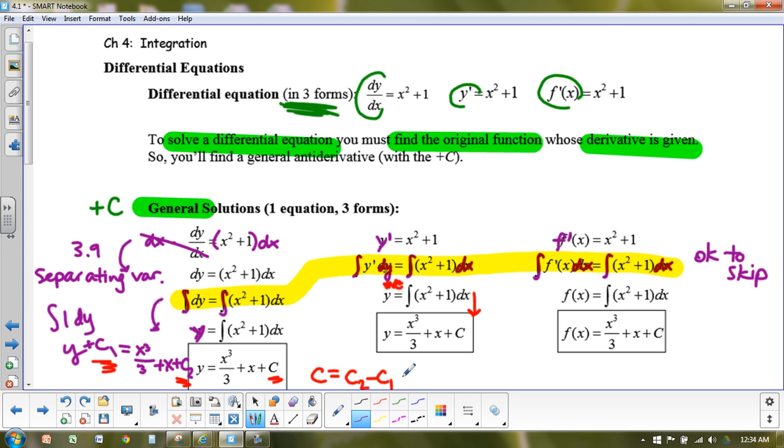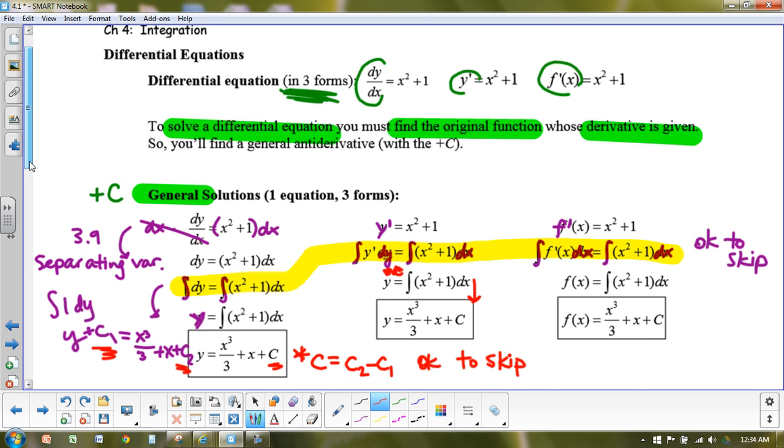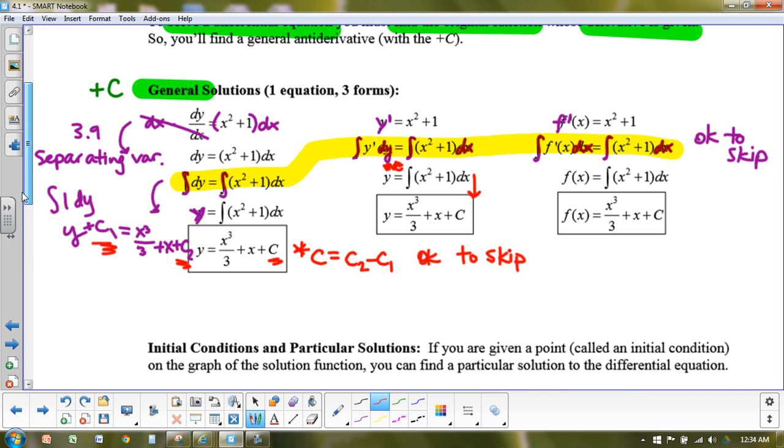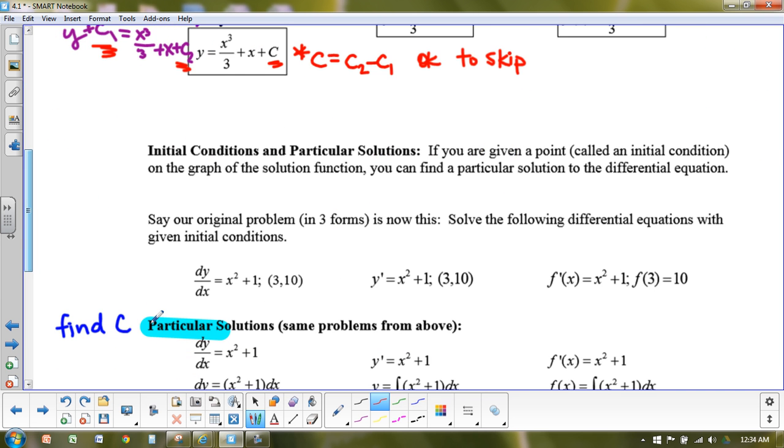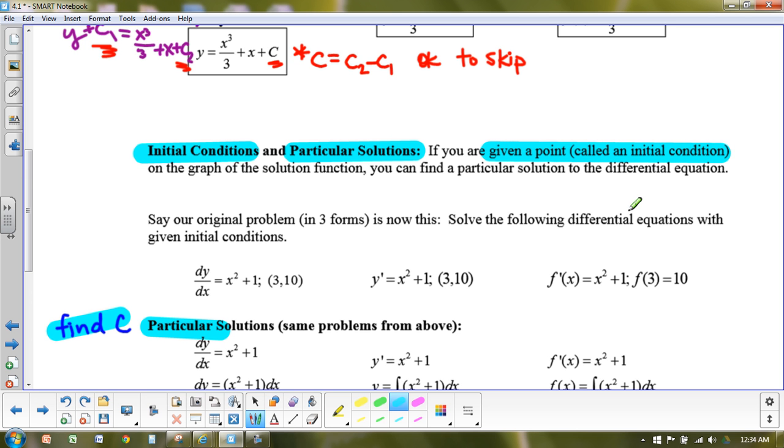And it's also okay to skip this part about all the C's and just add your C over on the right side. Okay, the only change when we leave it with the plus C, that's what we call the general solution. Then you have to have what we call an initial condition to get a particular solution. And the particular solution is when you're going to find what C is. The initial condition is that you're given a point to work with. And then you plug that point in to figure out what C is.